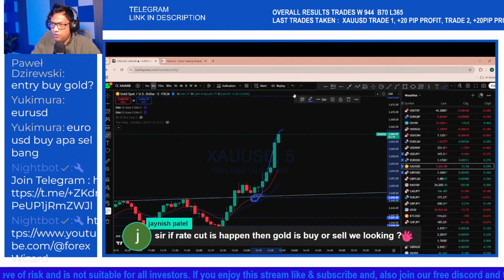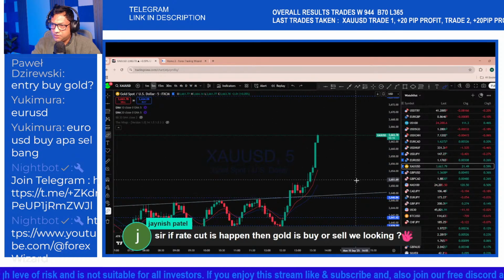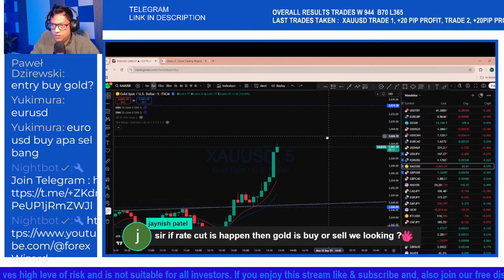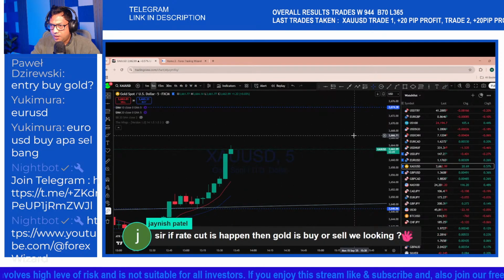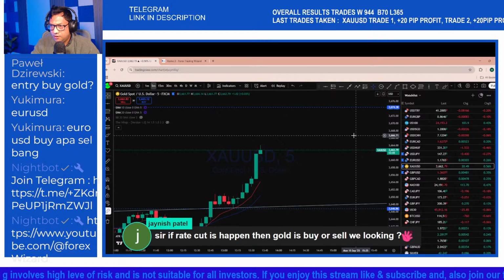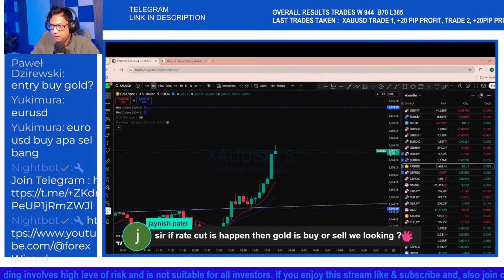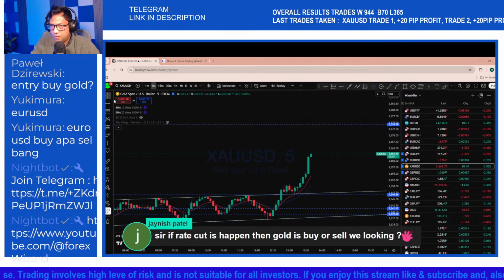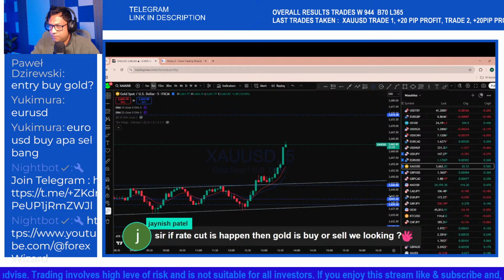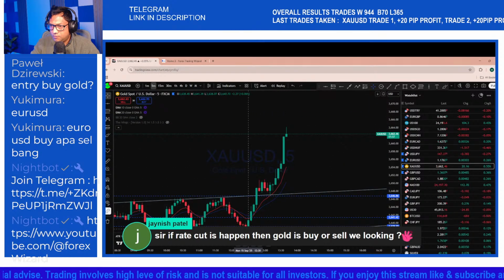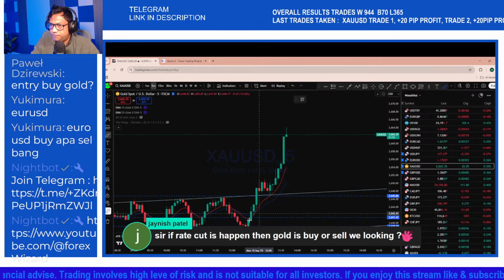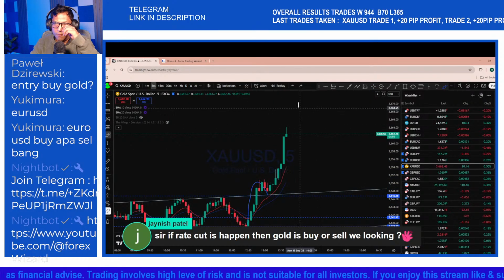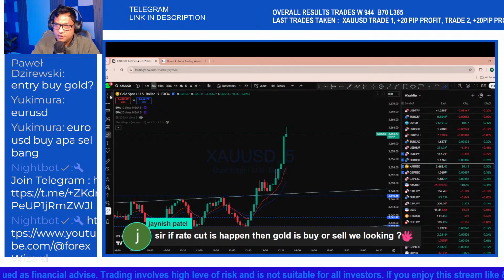From this support level, we can see one single move back to the upside with this clean move in this market, and here is a breakout, pullback. It's another complete break to the upside here in this market.